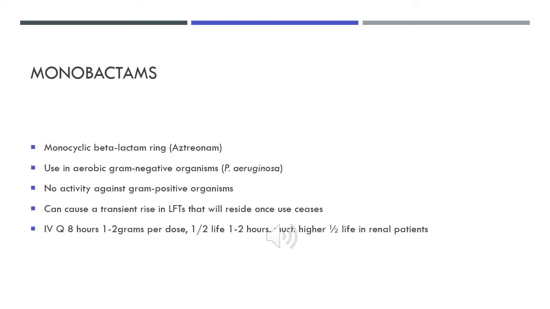Of note, it can cause a transient rise in the LFTs, which resolves once you stop using aztreonam. It can take a couple of days, obviously. It's given IV every 8 hours, 1 to 2 grams per dose. The half-life is about 1 to 2 hours. It's much higher in renal patients, so it does have to be renally adjusted. And again, it's just one drug option right now in this class, which is aztreonam.